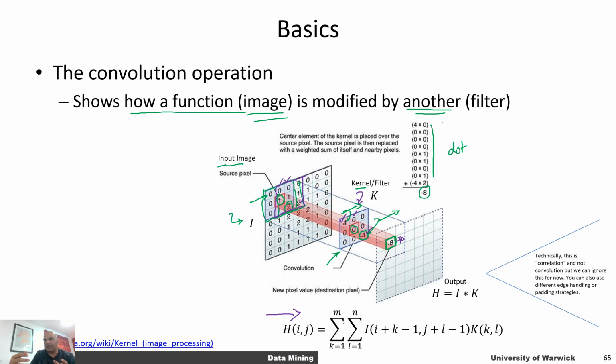I just want to give a subtle warning here. The operation that I described, in which we are doing a direct multiplication of a given filter with a given image, is technically called correlation and not convolution. There's a subtle difference, but for our purposes, it doesn't really matter.